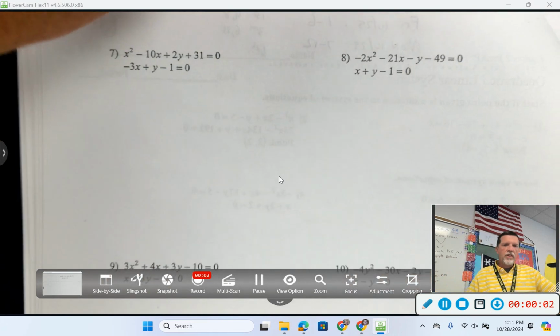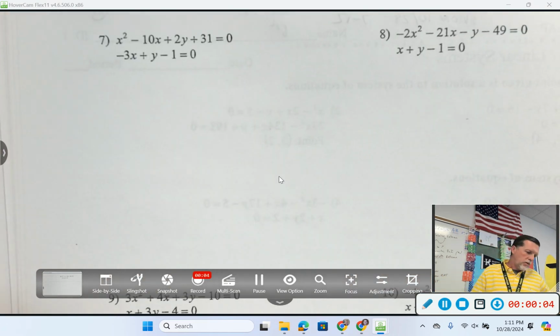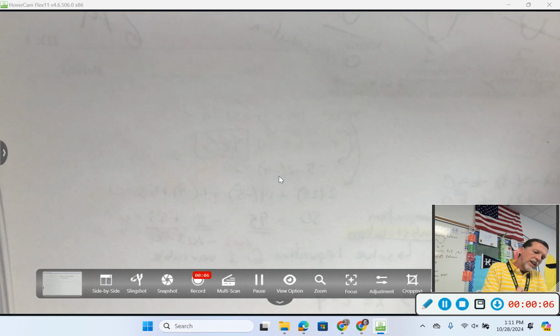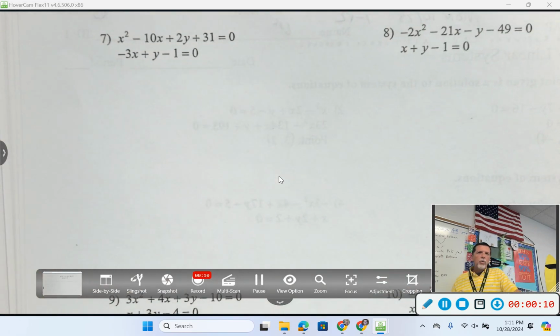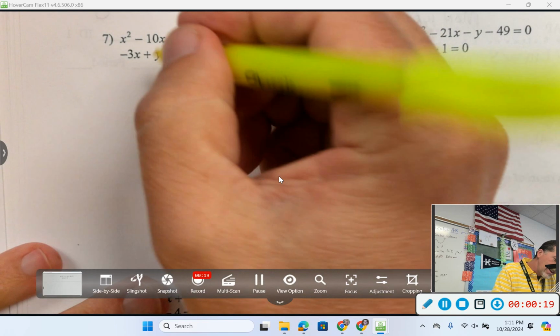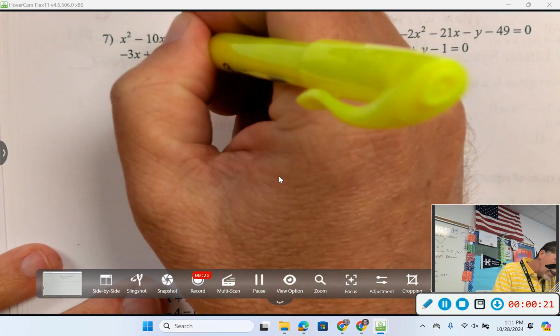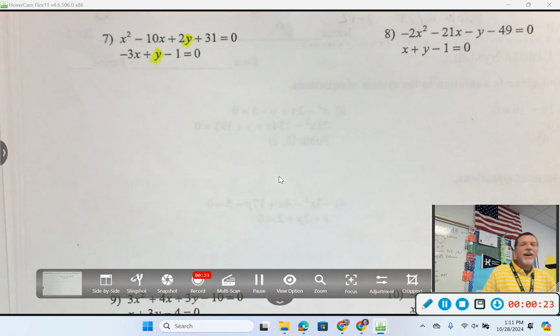So number 7 off the quadratic/linear system worksheet. What would you like to solve for, x or y, in that second equation? Y. And why did you pick y? It's not being cubed. Squared. Yeah, it's not being squared.